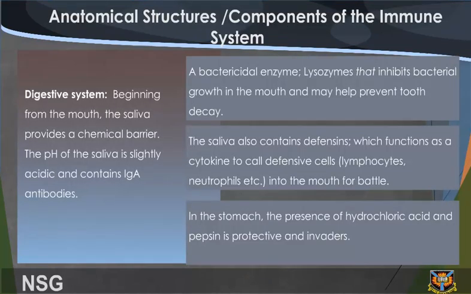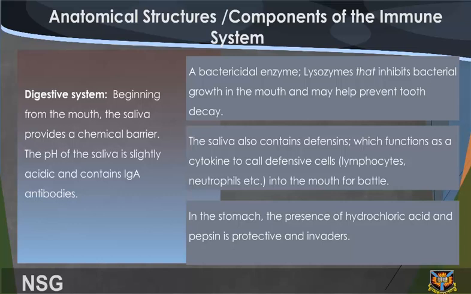Digestive system. Beginning from the mouth, the saliva provides a chemical barrier. The pH of the saliva is slightly acidic and contains IgA antibodies and a bactericidal enzyme, lysozyme, that inhibits bacterial growth in the mouth and may help prevent tooth decay. The saliva also contains defensins, which function as cytokines to call defensive cells, lymphocytes, neutrophils, etc. into the mouth for battle.